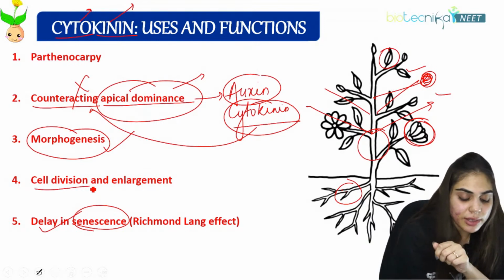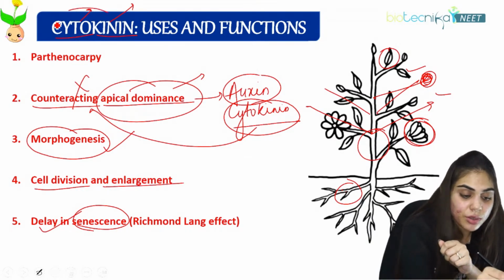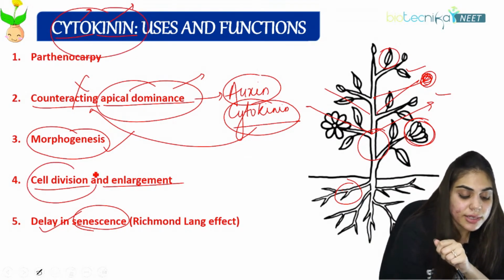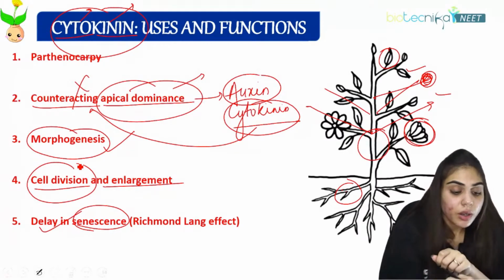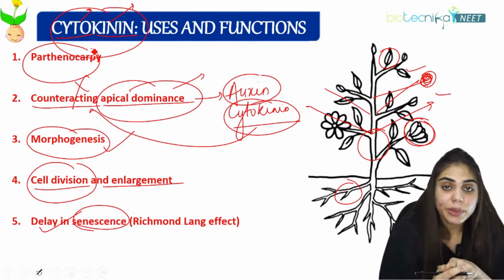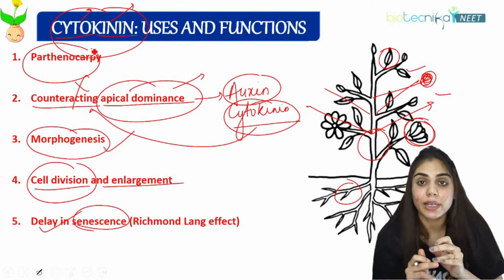It also helps in cell division and enlargement. So cytokinin will help in the cell division process. Also, it helps in parthenocarpy, as we have seen in the case of gibberellin and auxin.